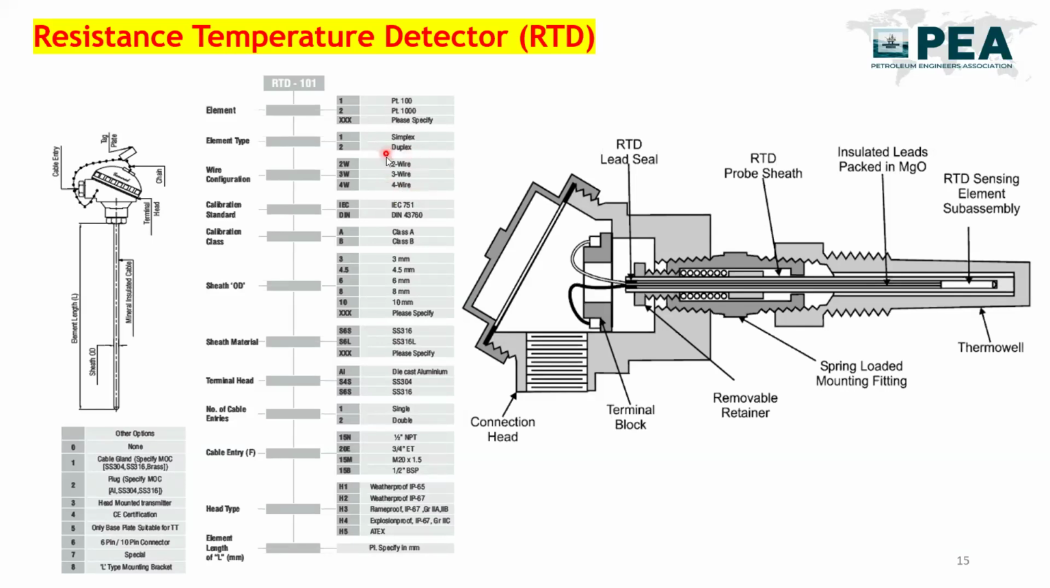So during the class, we will discuss in much more detail the simplex, duplex, PT100, and 2 wire, 3 wire, 4 wire RTDs, and their calibration standards. RTDs are calibrated as per the IEC 60751 standard, class A or B. There are different sheath materials, sheath diameters, head materials, numbers of cable entries, single or duplex, and cable entry sizes available. Head types have different protection classes as per hazardous area classification. These details are going to specify the selection of the RTD for your process requirements.